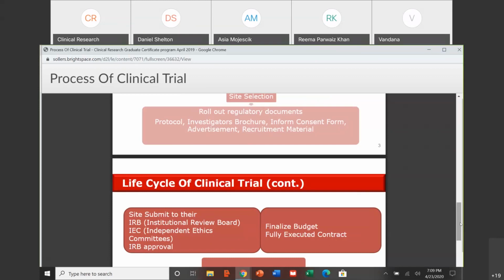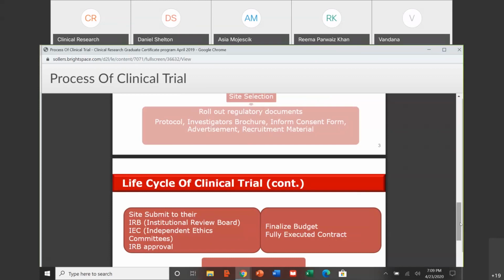Investigator's brochure, abbreviated as IB, is a technical document which contains both clinical and non-clinical information pertaining to the drug. It's just like a package insert for an approved product, you know? So a package insert for an investigational product, we call it the investigator's brochure. In fact, it is one of the earliest documents produced on a clinical trial because it also contains preclinical data.